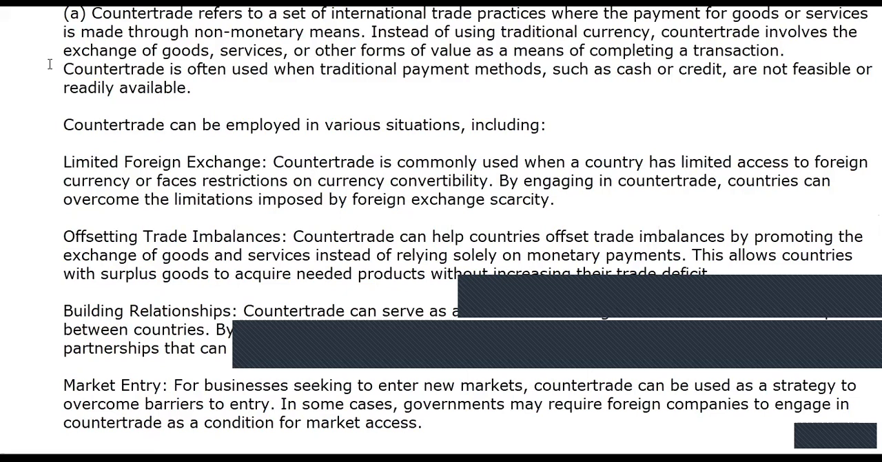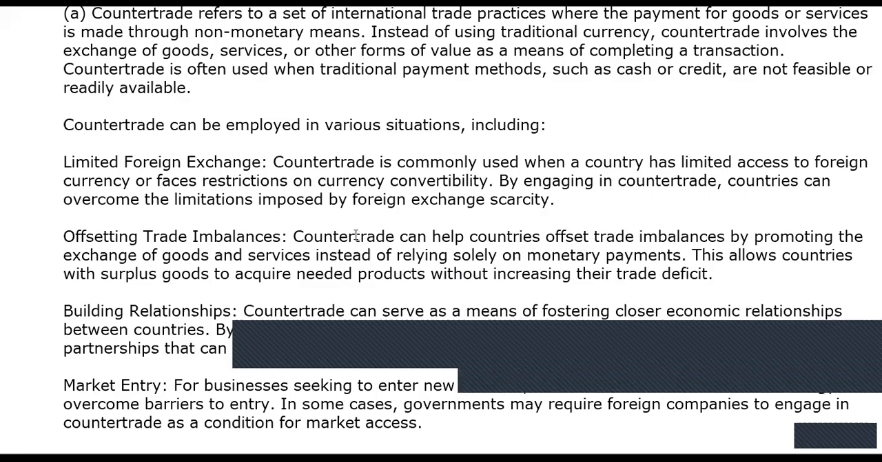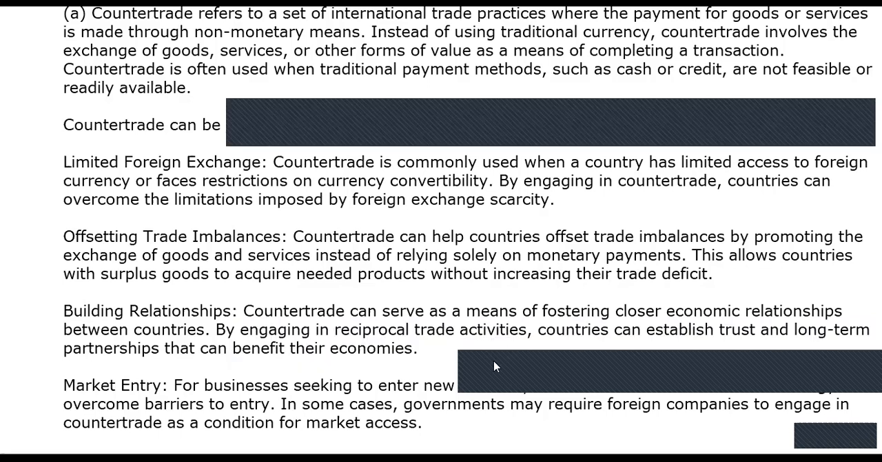Feasible or readily available. So counter trade may be employed in various situations, including number one, limited foreign exchange. So counter trade is commonly used when the country has limited access to foreign currency and faces restrictions on currency convertibility. By engaging in counter trade, countries can overcome the limitation posed by the scarcity of forex. So also offsetting trade imbalances, counter trade can help countries to offset imbalances by promoting exchange of goods and services instead of relying mainly on money. So it allows countries with surplus goods to acquire them without exchanging money.